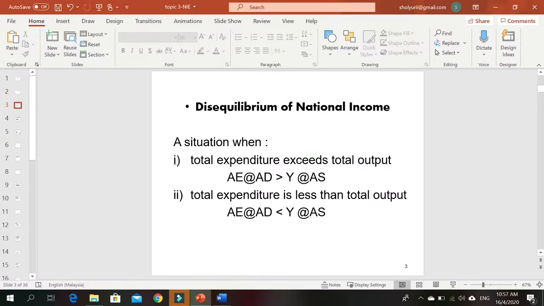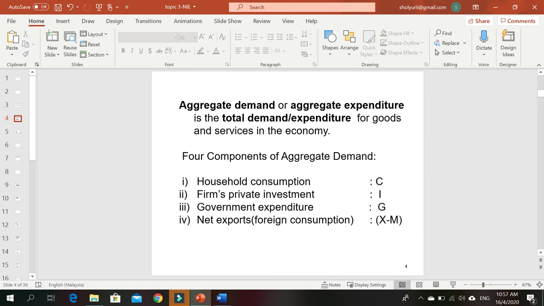Okay, so this equilibrium in national income is a situation where total expenditure ataupun kita panggil sebagai aggregate demand exceed the total output. Lebih besar daripada aggregate supply, and the opposite. Okay, so aggregate demand ataupun aggregate expenditure is the total demand or expenditure for goods and services in the economy. So kita kena ingat, in the economy, okay, I already teach you in chapter 2. Kita ada 4 sectors, which we have the household sectors, firm sectors, which is the business, government sectors, and the foreign sectors, rest of the world. So, every sectors akan berbelanja. Itulah yang kita panggil demand diorang ataupun expenditure diorang.